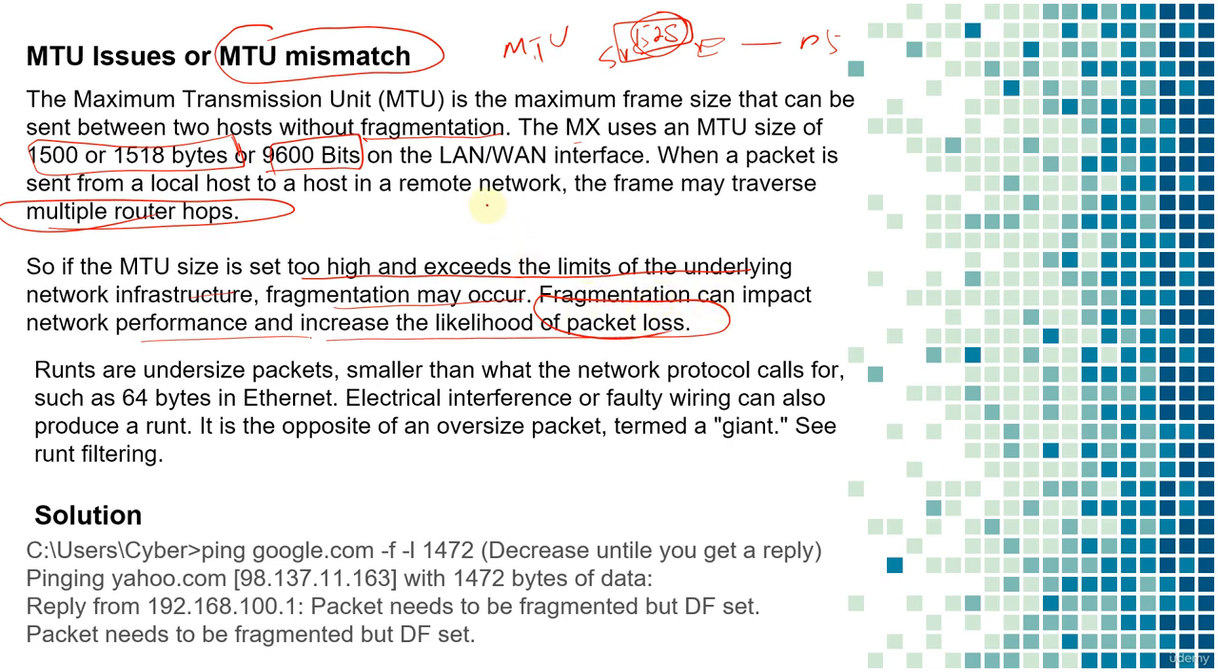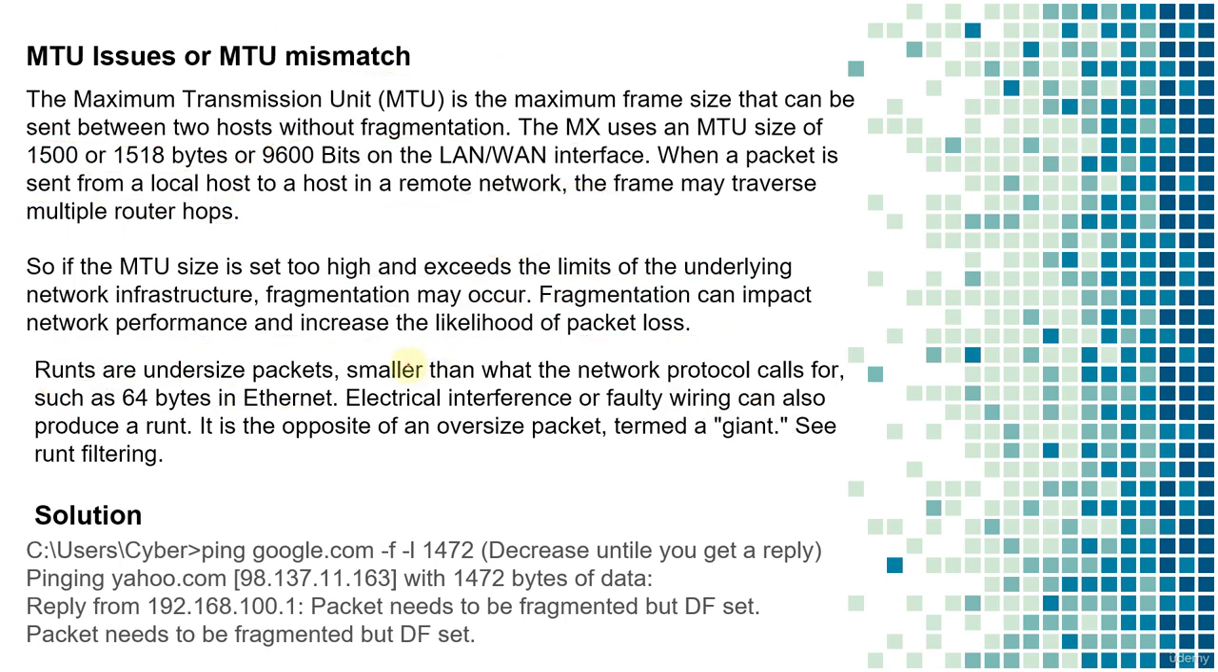As opposed to a large size packet, we could have a small size packet that's called a runt. Runts are undersized packets smaller than what a network protocol calls for, such as 64 bytes in Ethernet. Okay. The large packet is called a giant and the small packet is called a runt. So these are technical terms you need to be aware of. So I will give you a very good example from the command prompt, if I try to ping google.com with these options set, and I will show you.